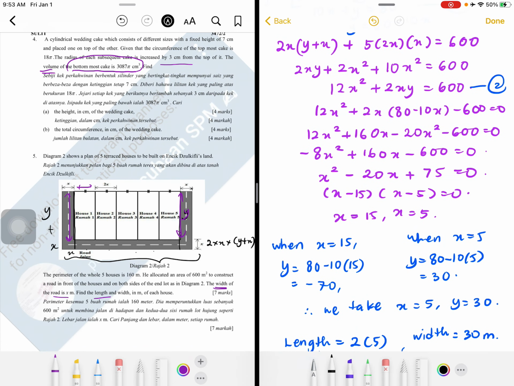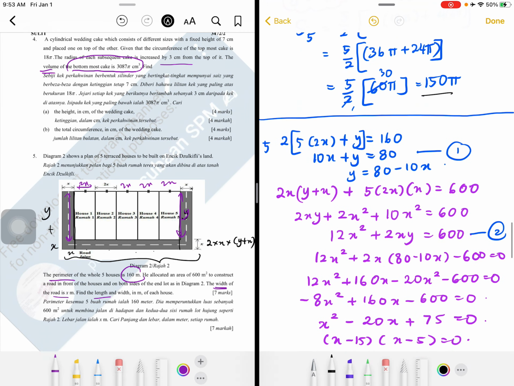Okay. So di 2x. So dia kata dia punya perimeter untuk 5 house ni adalah 160. So what you do is tambahkan saja semua. 1, 2, 3, 4, 5. Ini baru satu side tau sini. So kita ada 5 darab 2x tambah dengan y, tapi baru satu side.